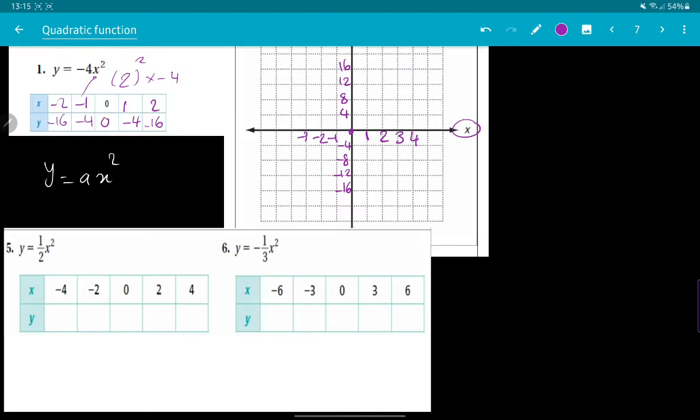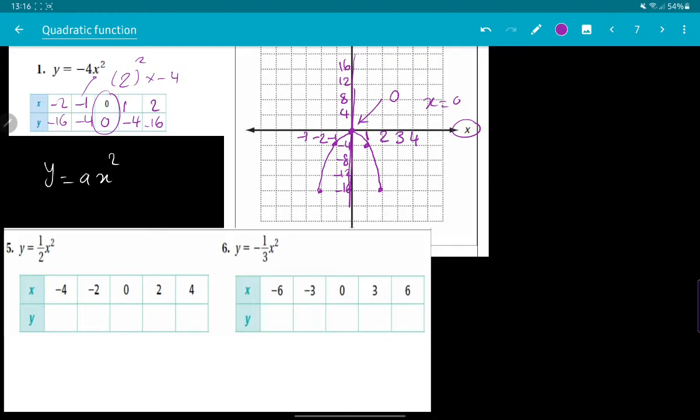0 and 0 is the vertex, 1 and -4, 2 and -16, -2 and -16. Now the graph should be this way. The maximum point here is 0. The maximum value is 0. The axis of symmetry is also x equals 0. Why? Because the vertex is 0 and 0.